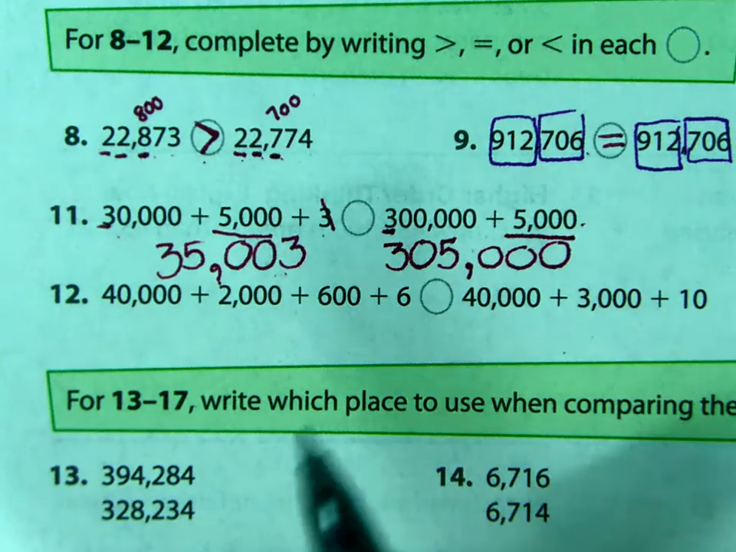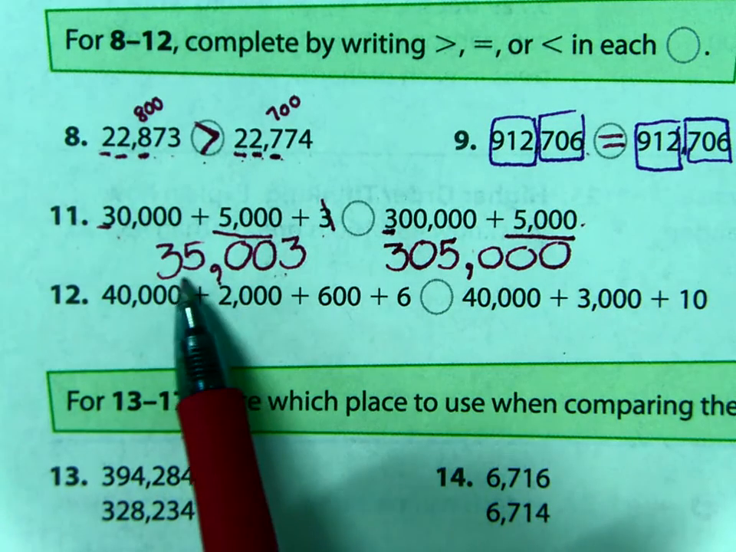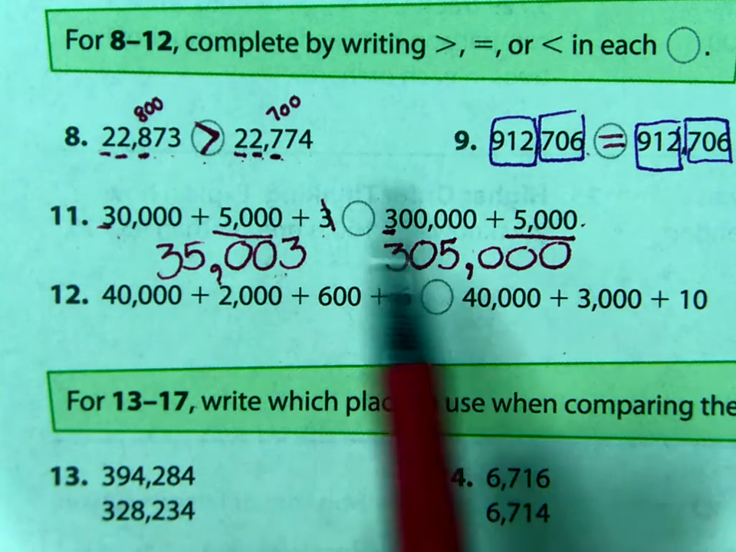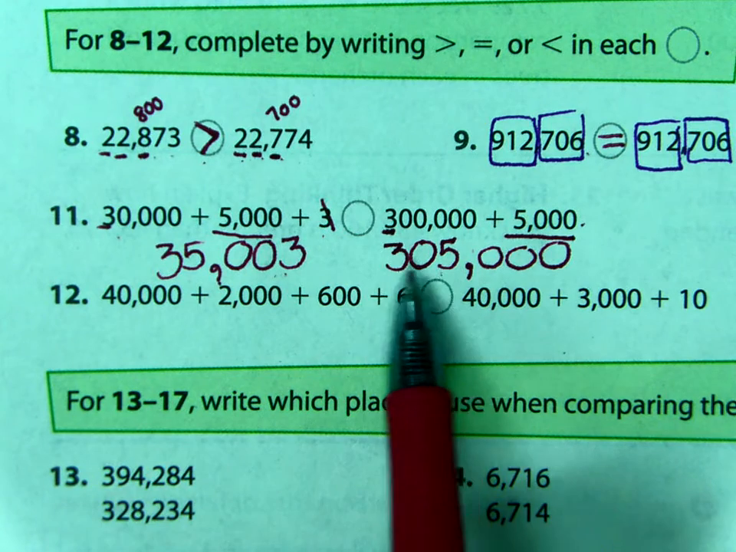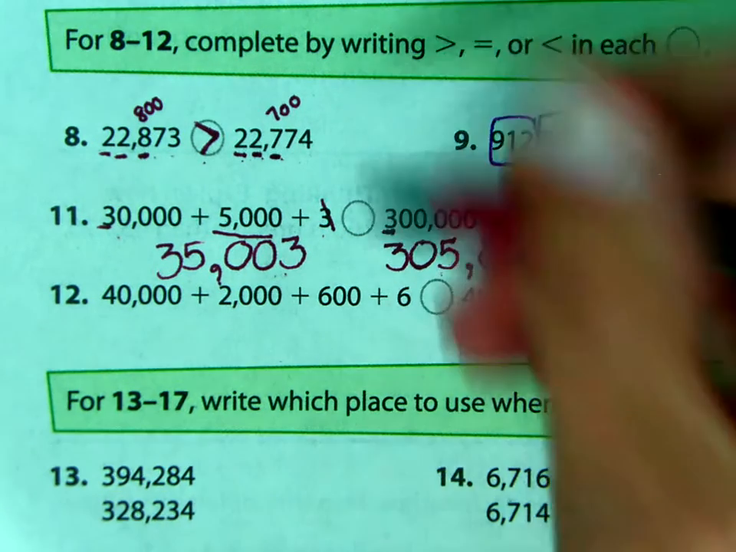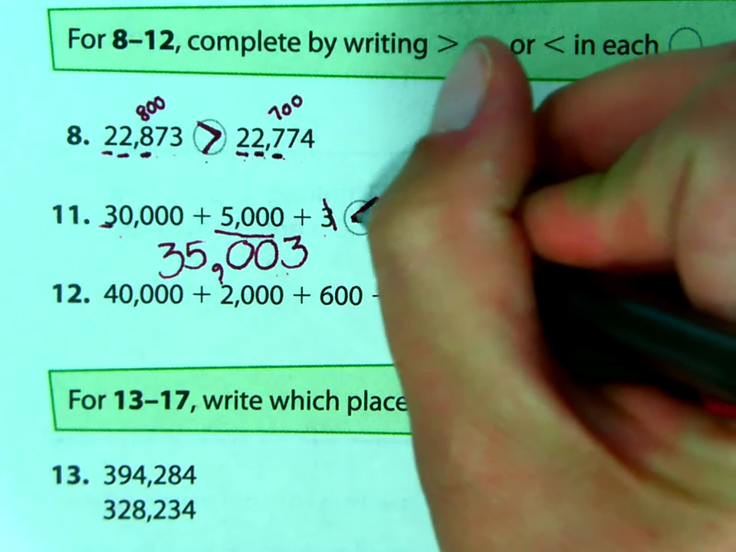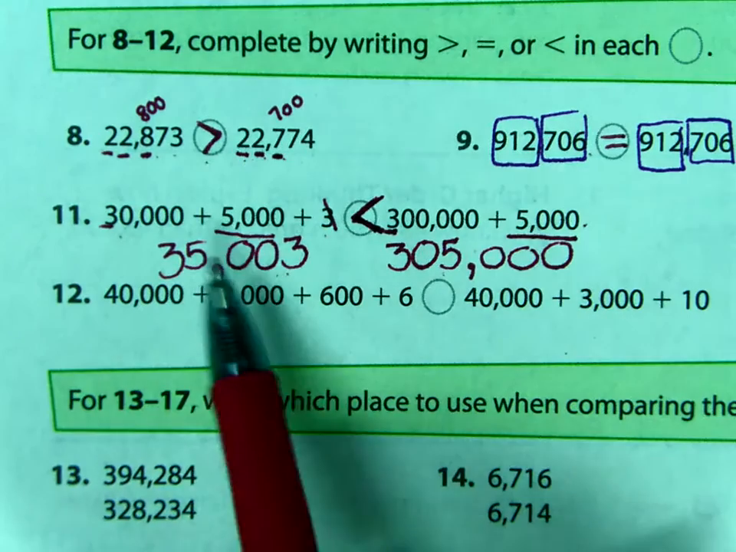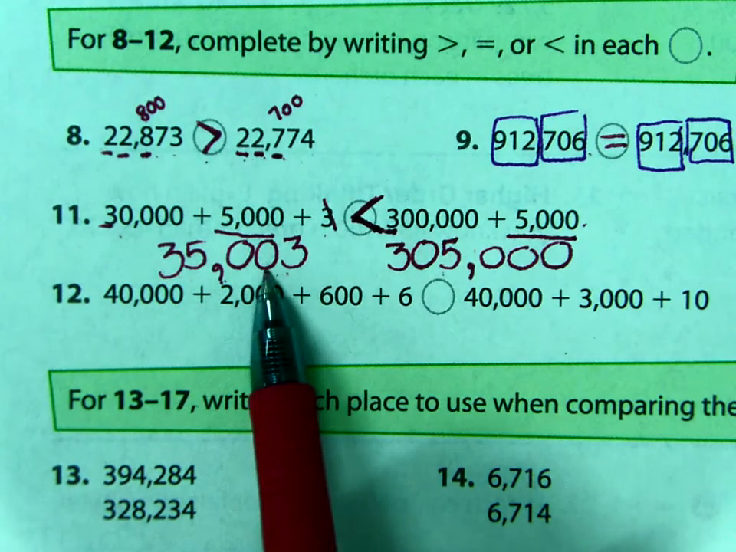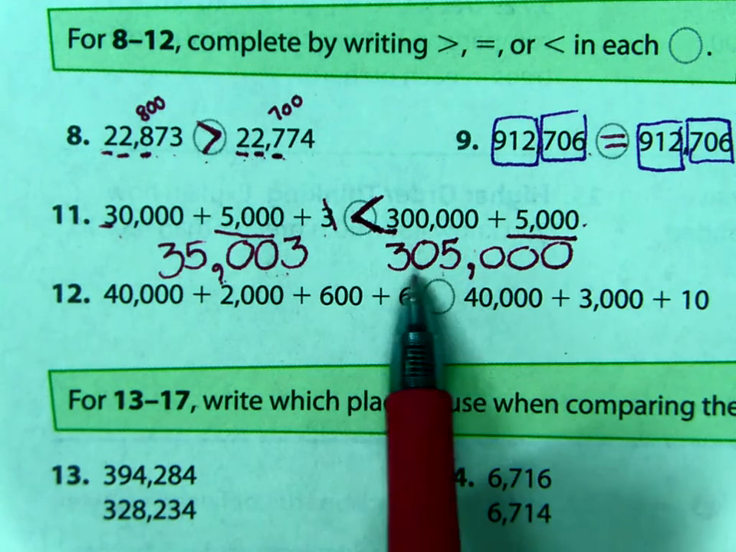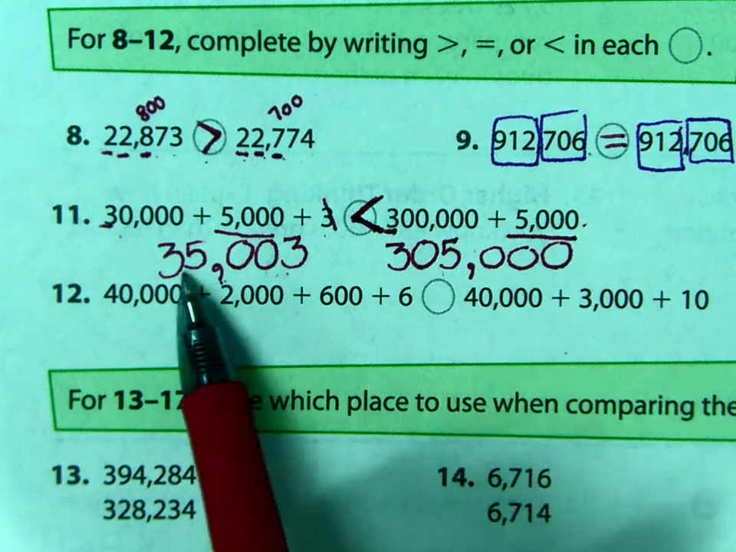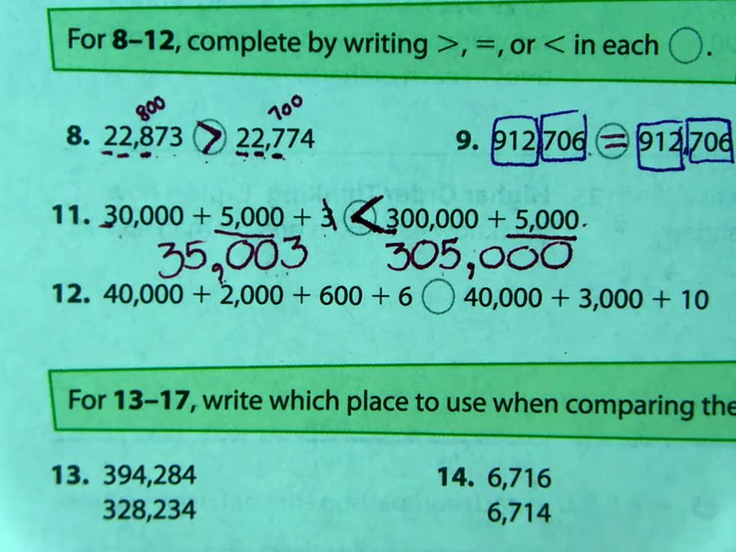Well, right away, I see that right here, I only go up to the 10,000s, and right here I go to the 100,000s. This has an extra place value. So this number is obviously going to be greater. But how I would read that is 35,003 is less than 305,000. Again, because I go from left to right, just like you read a sentence on a page.